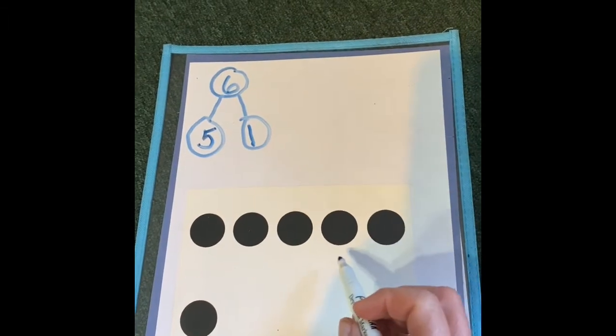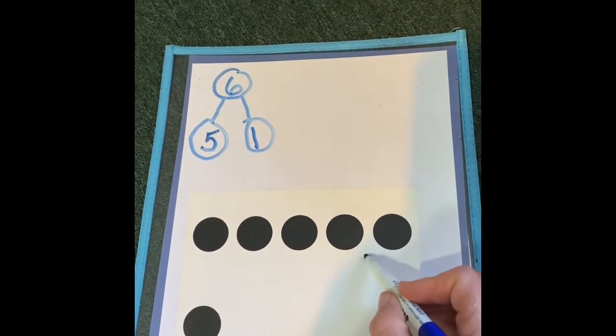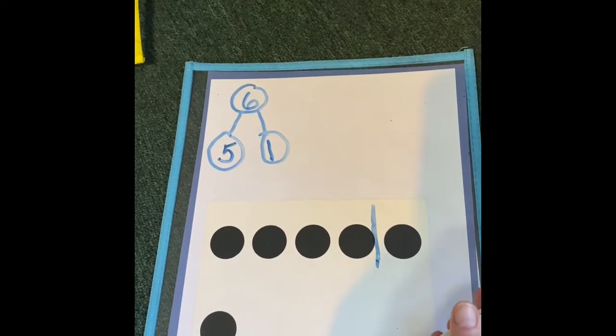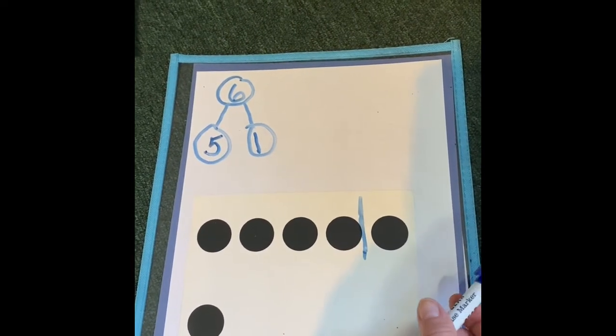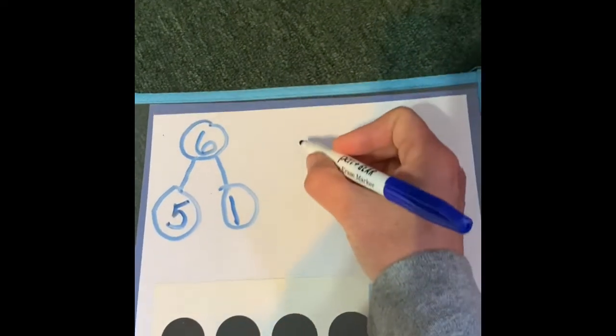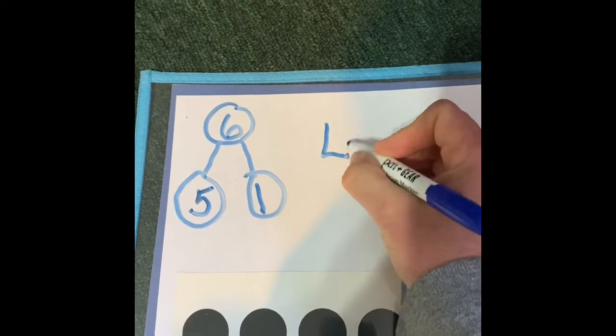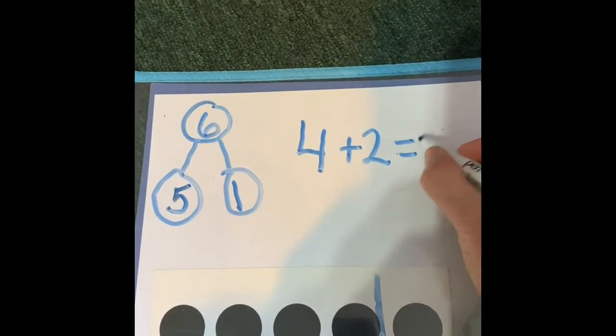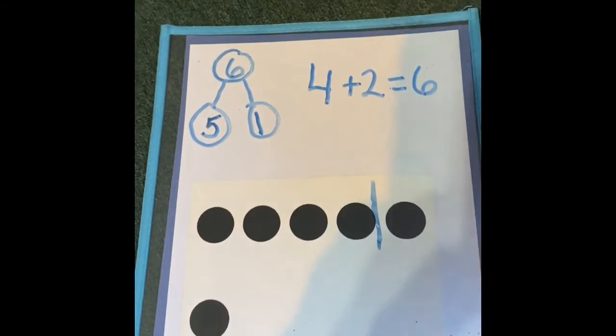How about if I draw a line here? What parts do you see now? Yeah, you see a 4 part and a 2 part. We could make a number sentence like that, saying 4 plus 2 equals 6.